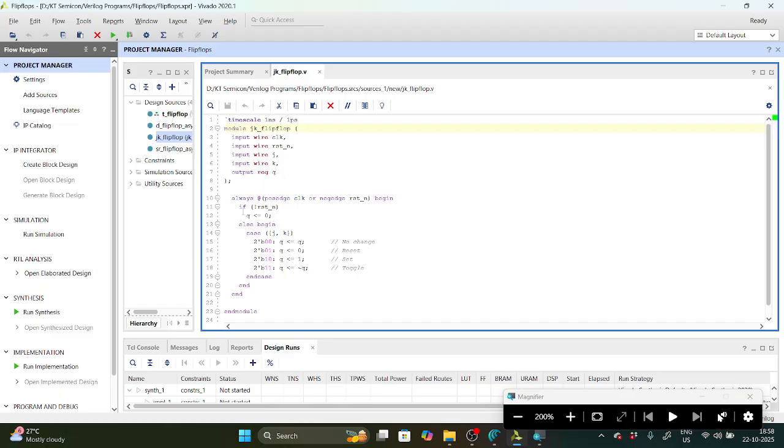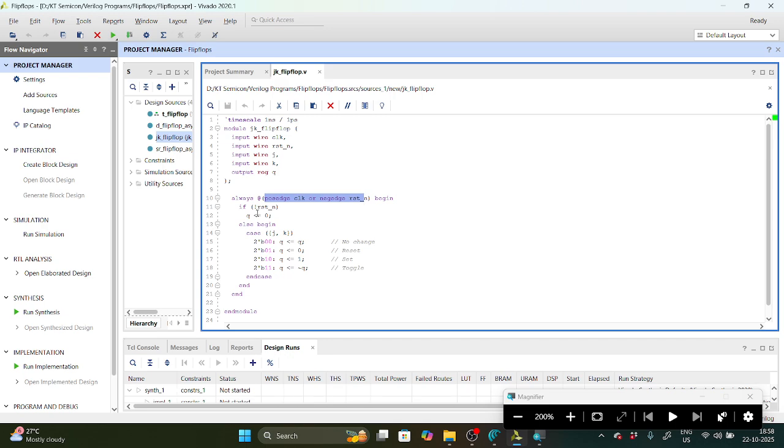Q. Okay, always @(posedge clock or negedge reset_n), begin. I told you, we need to use asynchronous active low reset. So how are we using asynchronous active low reset? In the sensitivity list you need to use this one: posedge of clock or negedge of reset.